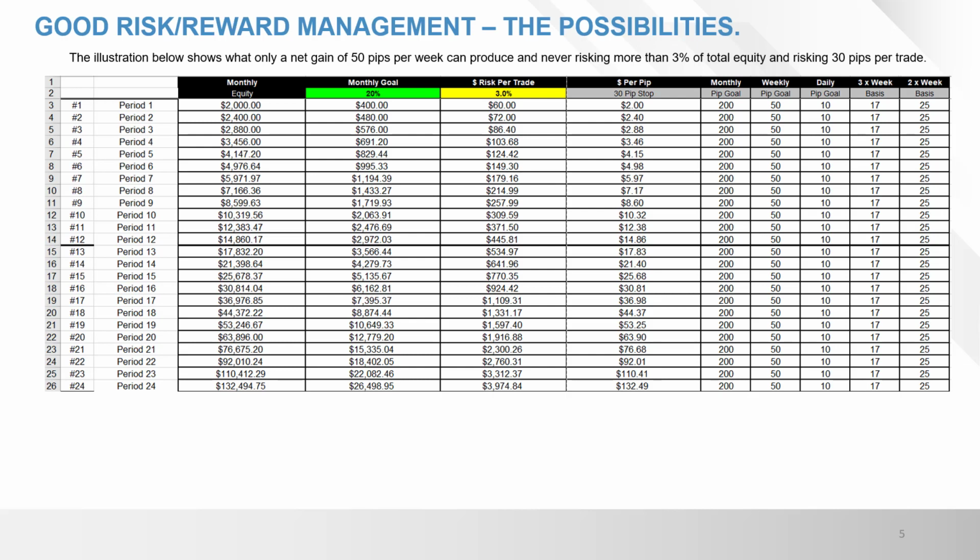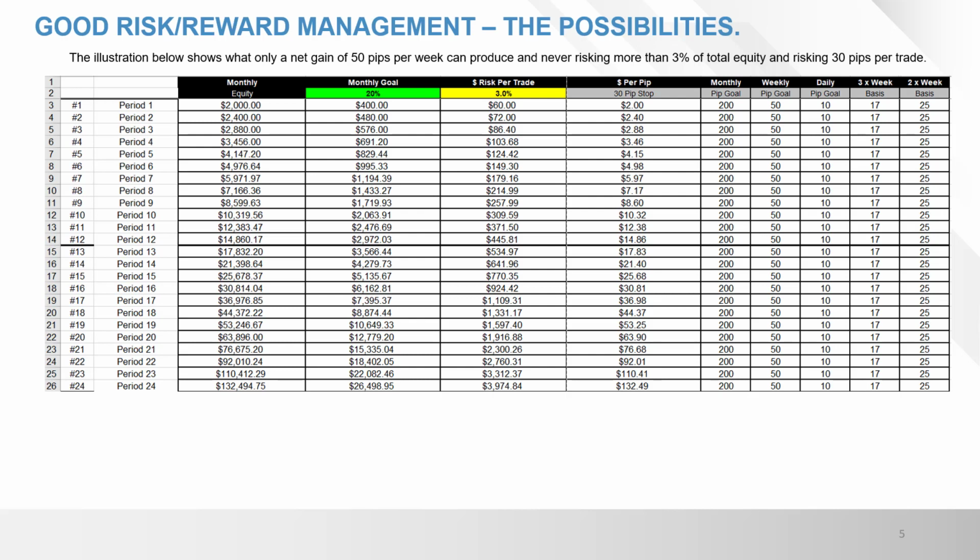So 200 pips per month should be your target. You should aim to at least get 200 pips per month from your trading activity. 50 pips per week is 10 pips per day, Monday to Friday. You are getting 10 pips. You see?